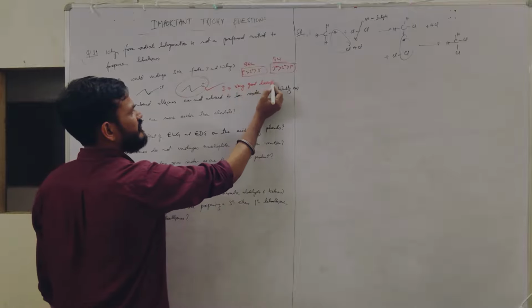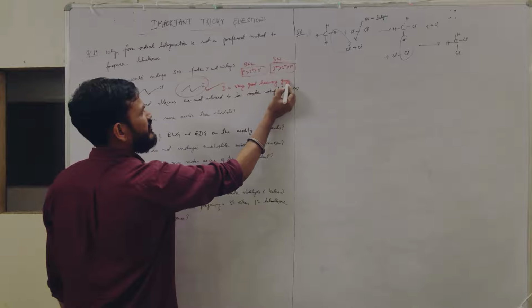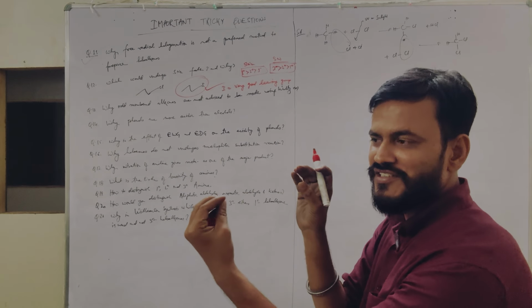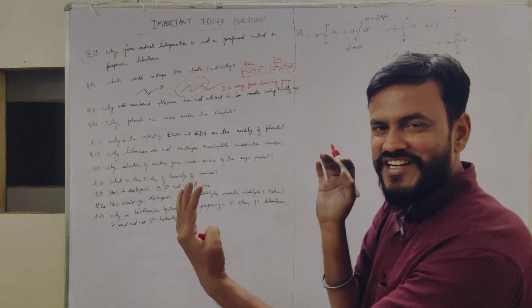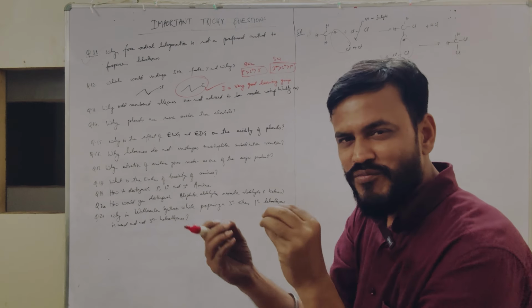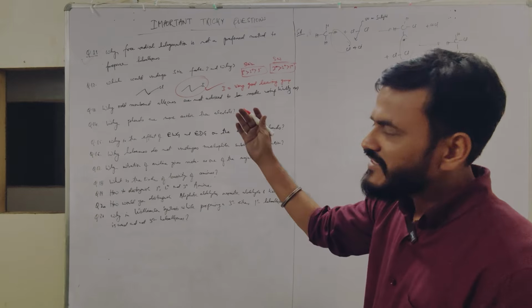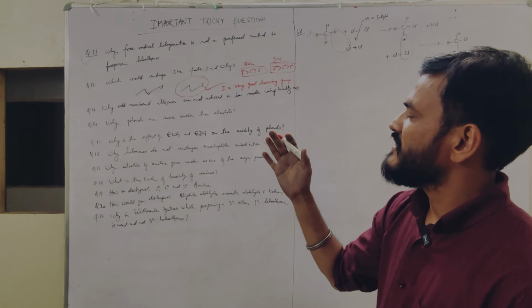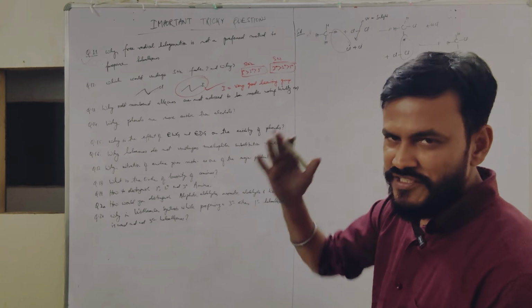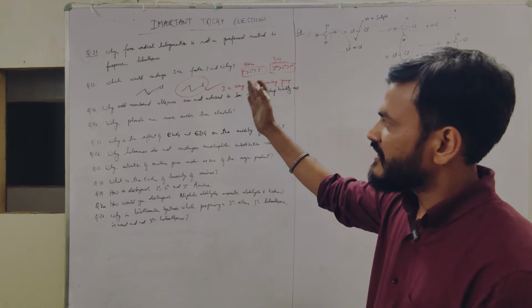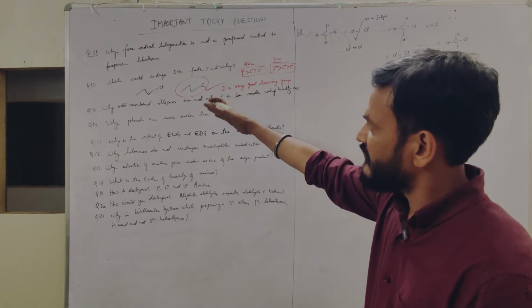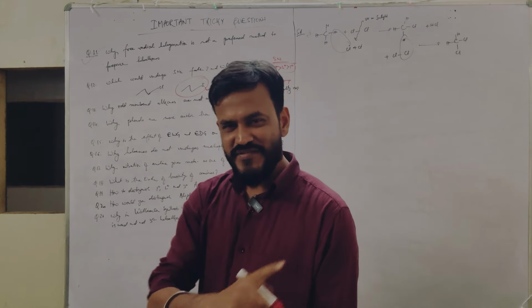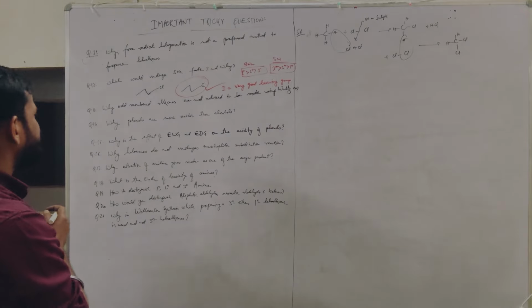Why is it a very good leaving group? Because iodine is larger in size, and because of its large size, the bond length is also large, and the bonds are generally weaker. So iodine is always eager to leave the bond and go away. So it is a very good leaving group, and that is why it will undergo SN2 reaction faster. It is a very interesting question and very tricky.